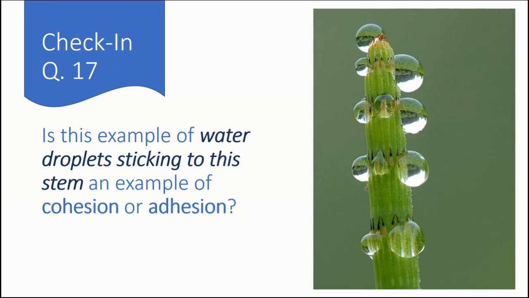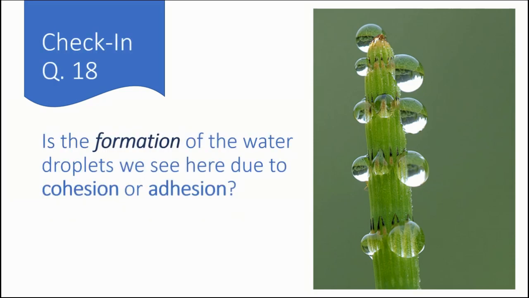So now let's have a very brief check-in seeing if we understand cohesion versus adhesion, okay? So this is number 17, so be careful that you're looking at number 17. Is this example of water droplets sticking to this stem an example of cohesion or adhesion? And number 18, is the formation of the water droplets, so looking at the droplets specifically, is the formation of the water droplets we see here due to cohesion or adhesion?